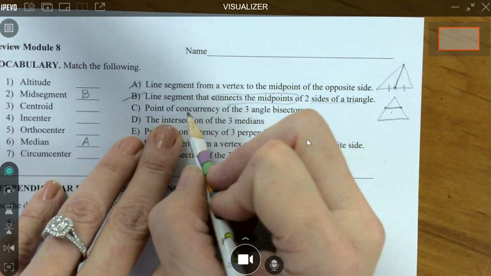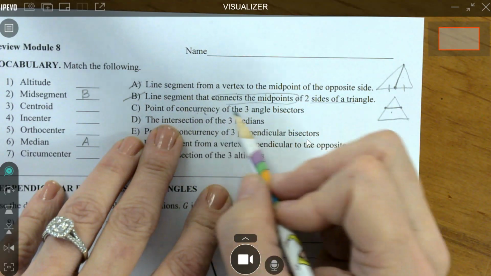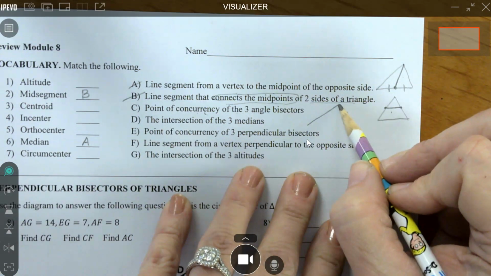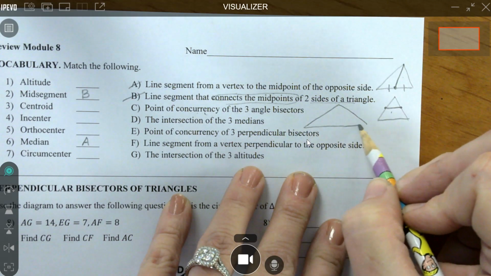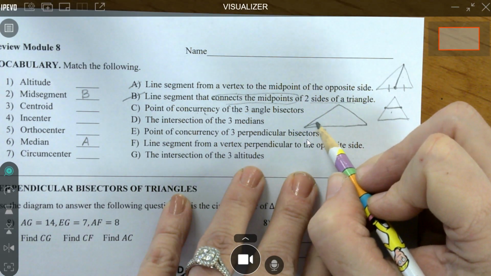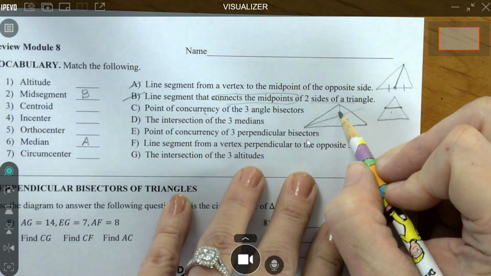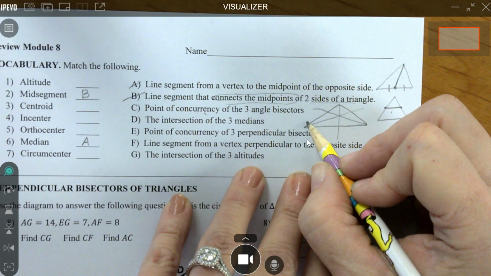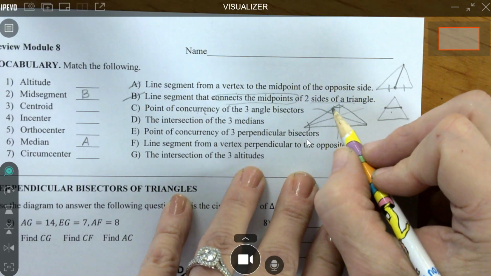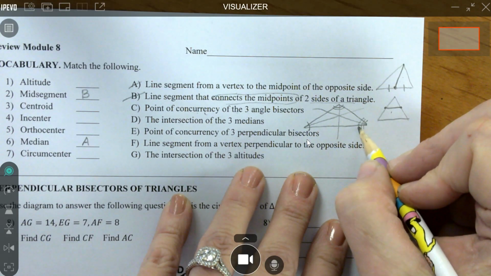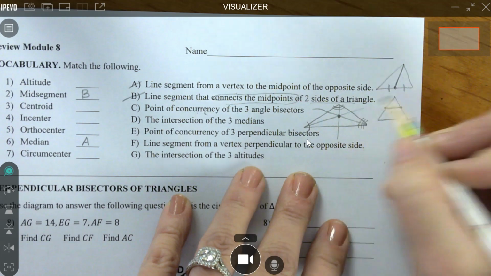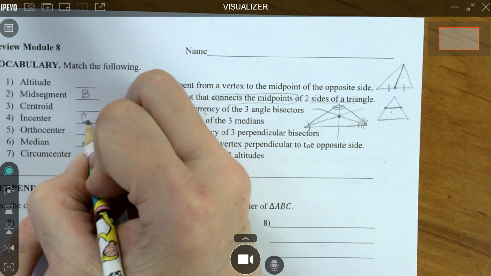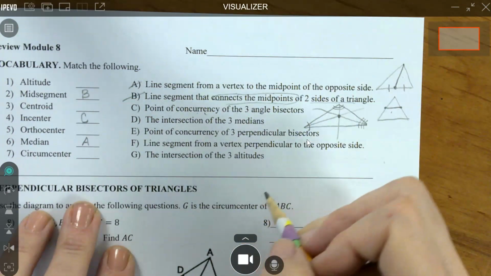Point of concurrency, remember that just means intersection, the point of intersection for 3 angle bisectors. Very loud bell there. Okay, 3 angle bisectors. So this angle bisector, this angle bisector, this angle bisector, right? So this angle is cut in half, this angle is cut in half, this angle is cut in half, and where those 3 angle bisectors come together, okay, is an incenter. All right, so if you see angle bisectors, it's an incenter.